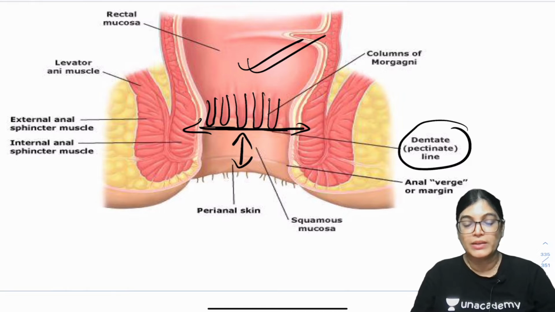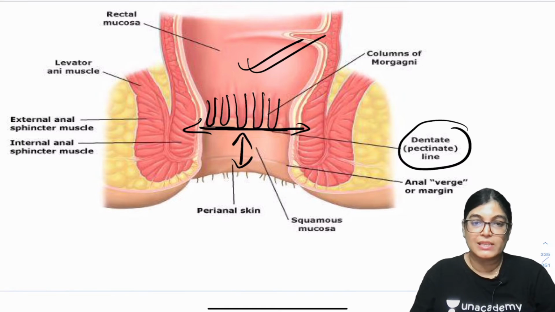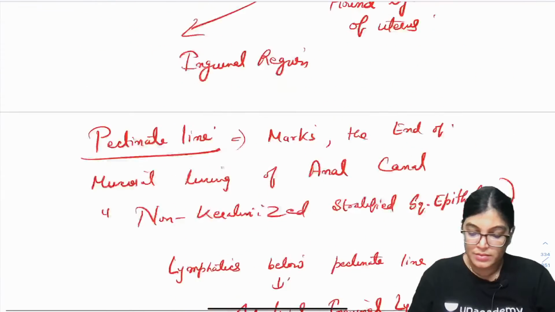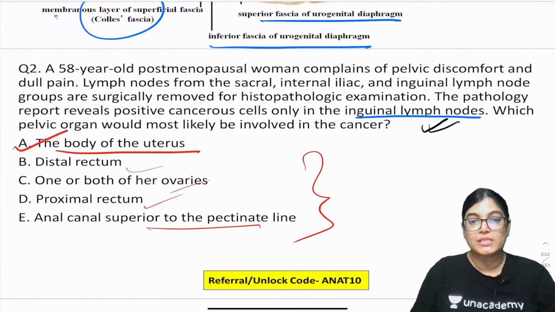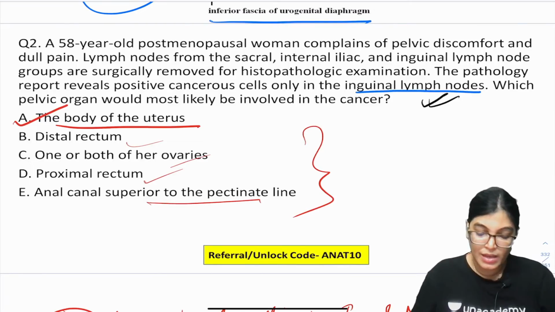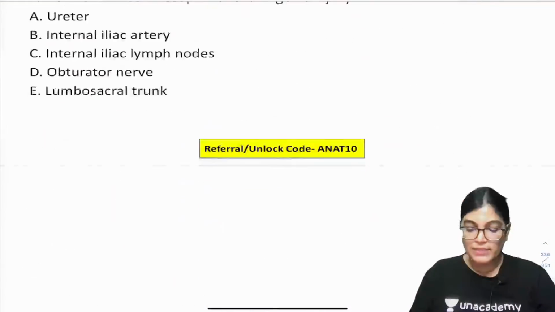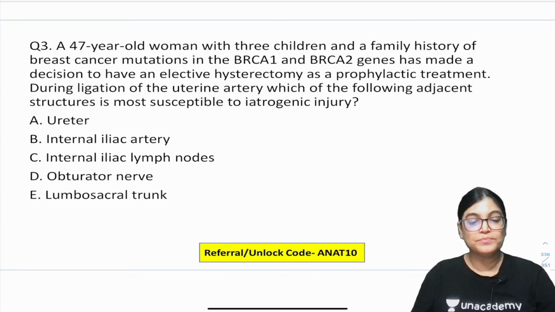So, we have to choose one. We will go with the body of the uterus as the right answer. That is the reason the body of uterus is the right answer, because the inguinal lymph node was suspected with the cancer cells. Now, let us move on to the next MCQ, MCQ number 3.